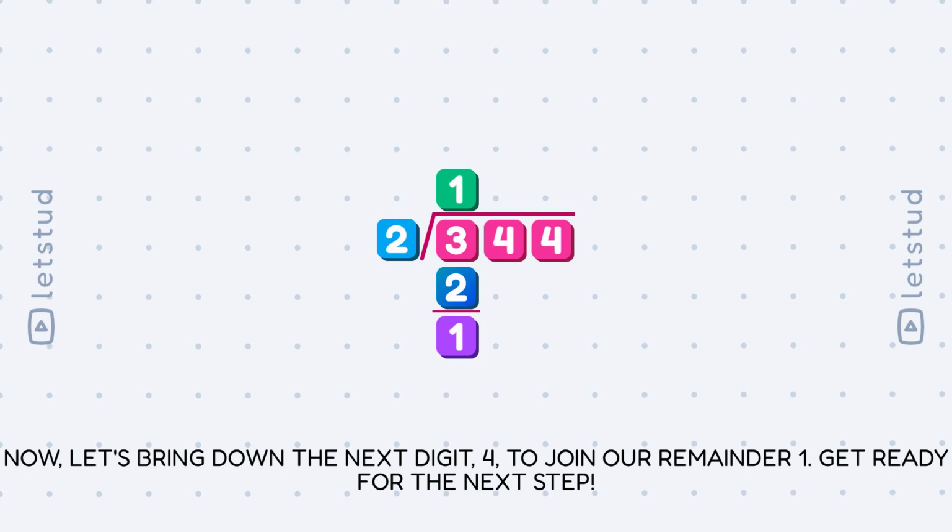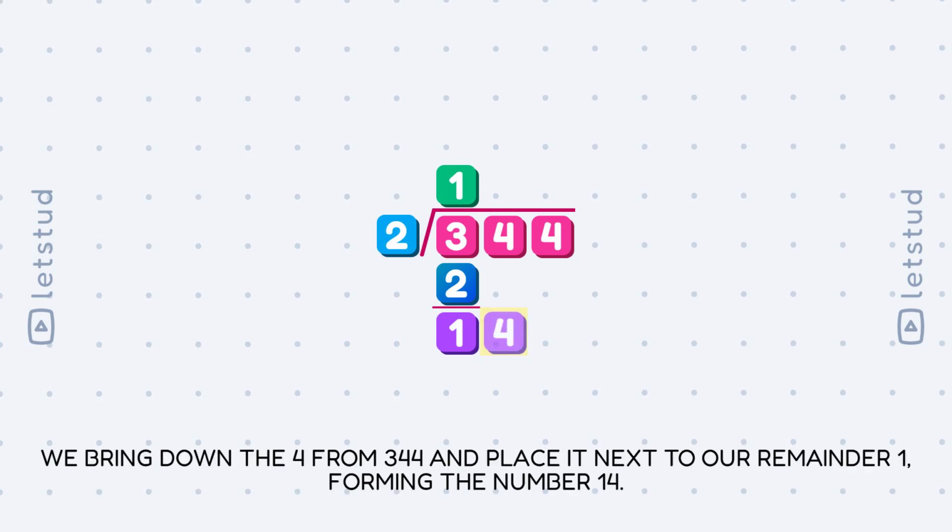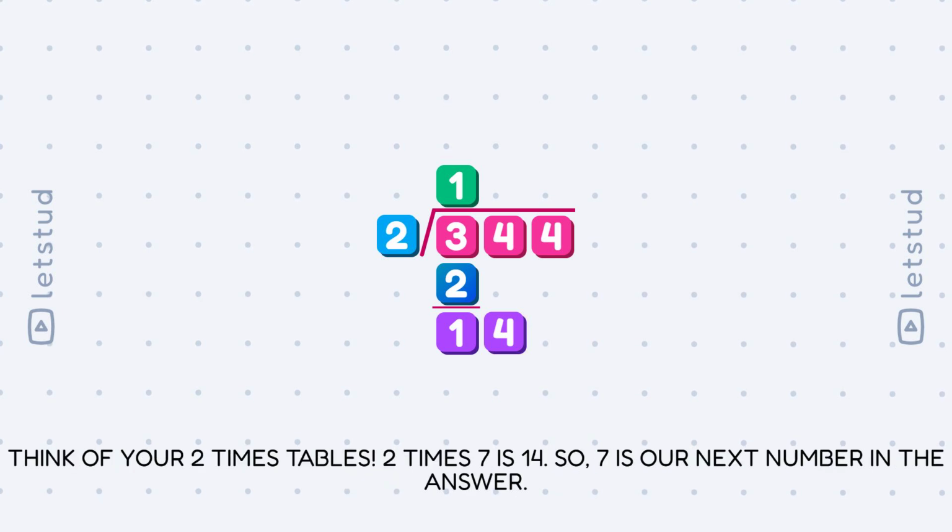Now let's bring down the next digit 4 to join our remainder 1. Get ready for the next step. Okay, we have a 1 and a 4, making 14. How many times does 2 go into 14? We bring down the 4 from 344 and place it next to our remainder 1, forming the number 14. Think of your 2 times tables.